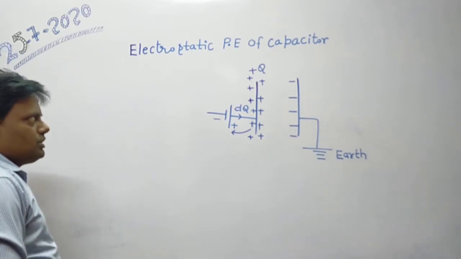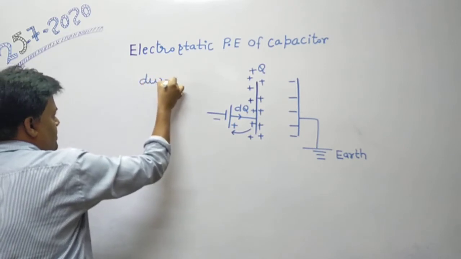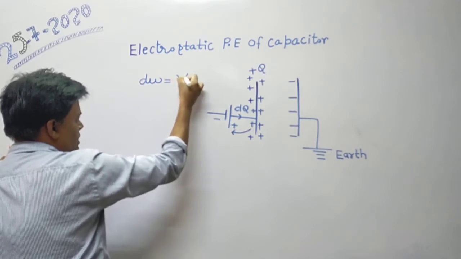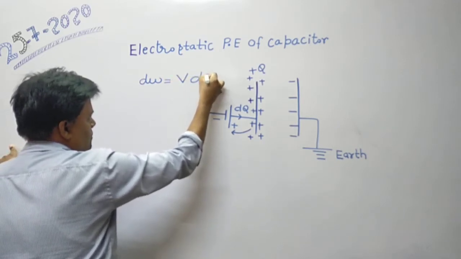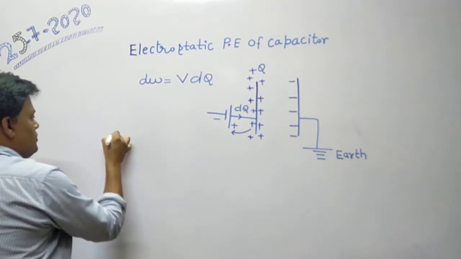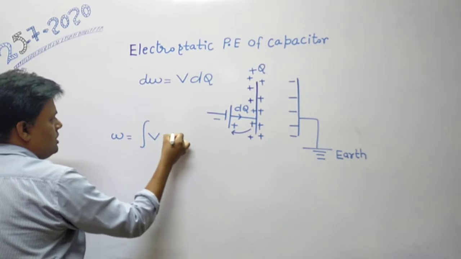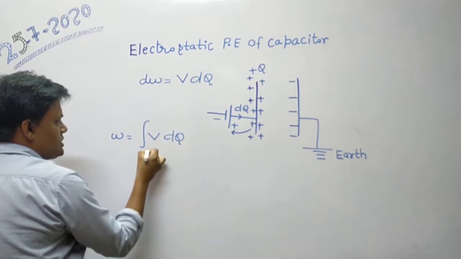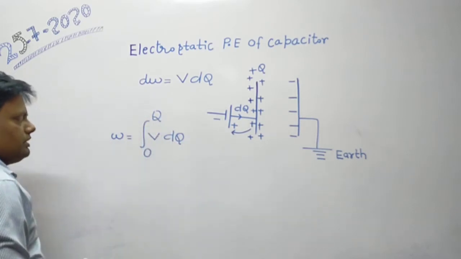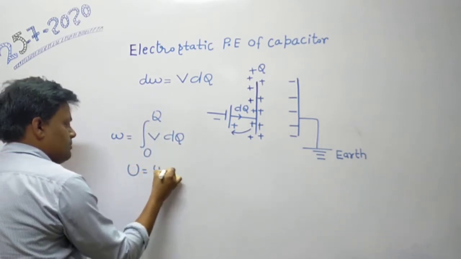First of all you have to do the work. This is a small work, dW. You can write dW equals V into dq. V is the potential, dq is the charge here. Now you have to find the total work, W. This is the integral of V dq. In the starting the charge is 0 and the final charge is Q here. Now W, this is the potential energy.